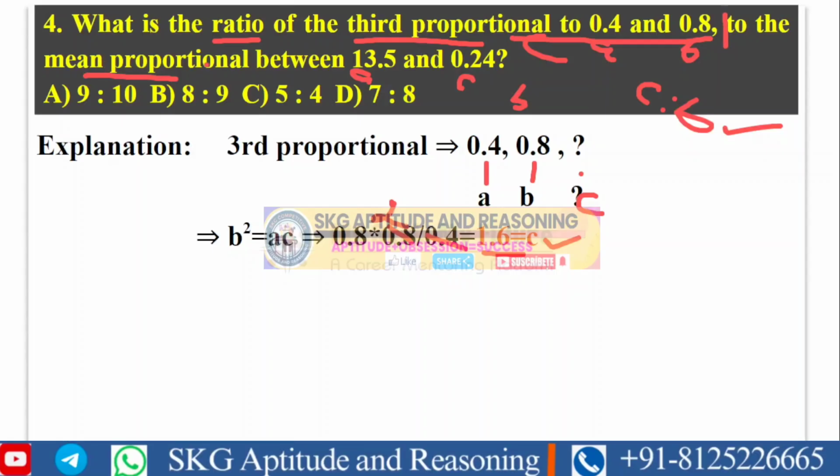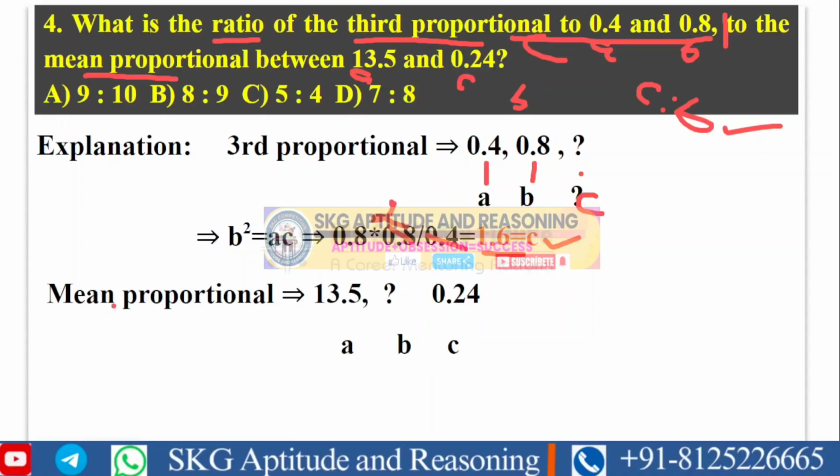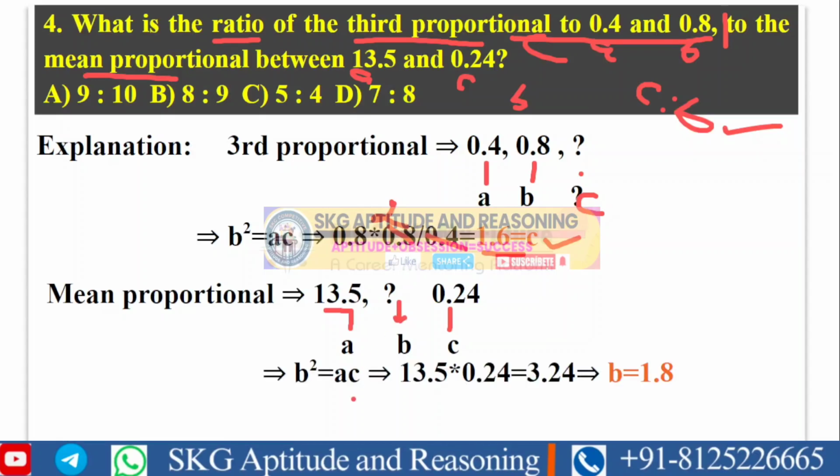Now we need to find the mean proportional between 13.5 and 0.24. So this 13.5 will be A and this 0.24 will be the C value, and we need to find the value of B here. The formula we know is B square is equals to AC. If we substitute the same formula here, 13.5 into 0.24, and if we apply the under root here, we'll get the value of B as 1.8.